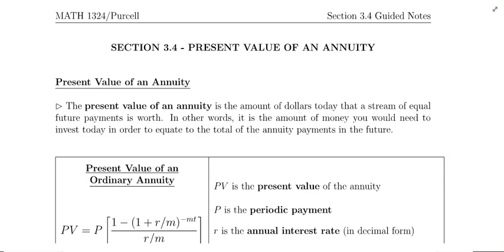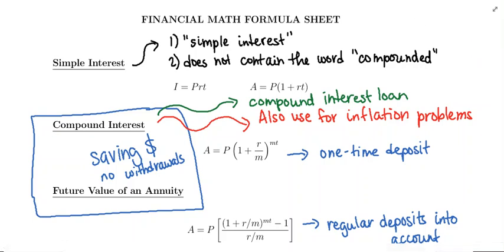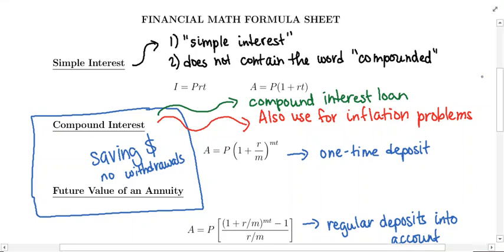The last section in financial math that we are going to cover is section 3.4 out of the textbook. There are actually two different concepts in this section. The first one is the present value of an annuity, and the other idea is something called amortization. If we look at our formula sheet for chapter 3, these two formulas are going to be the last two formulas on the formula sheet.